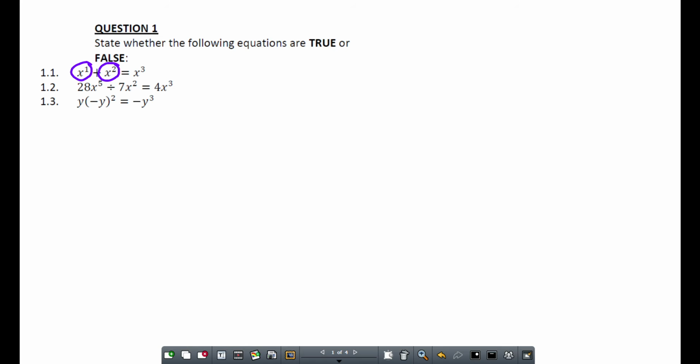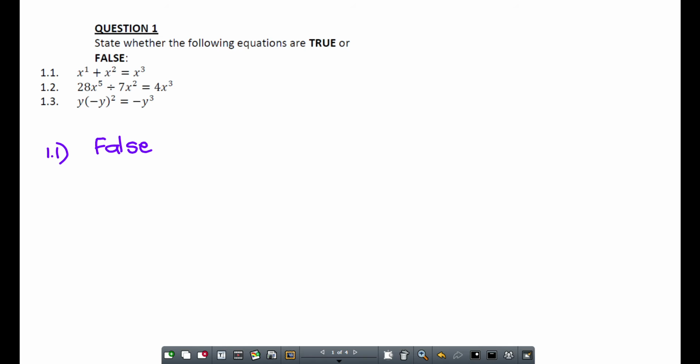So was I then allowed to go and add? No. So could I then have an answer of x to the power 3? No. Okay, so 1.1 will be false. When would it have been true? I couldn't go and add because they're not like terms, so it would be exactly the same thing.